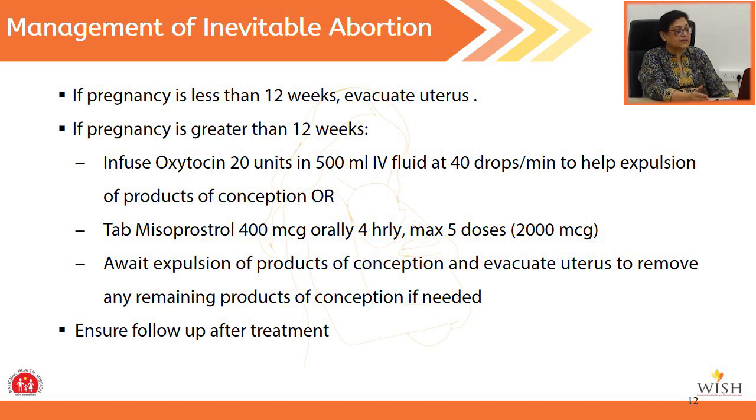However, if the pregnancy is greater than 12 weeks, you may need to give her oxytocin till the fetus is expelled. Again, oxytocin is given in saline. 20 units can be used. Or if you don't have oxytocin and you don't want to give it in an IV fluid, you can give her tablet misoprostol, 2 tablets or 400 micrograms 4 hourly till the fetus is expelled. The placenta usually needs to be removed either with the ovum forceps or with your suction.